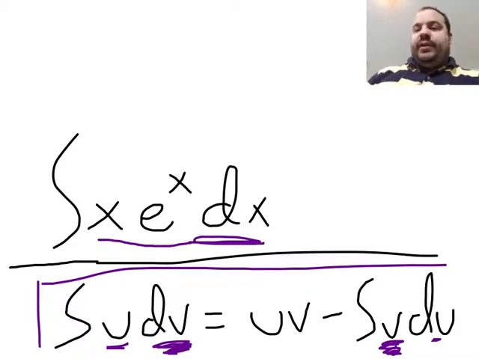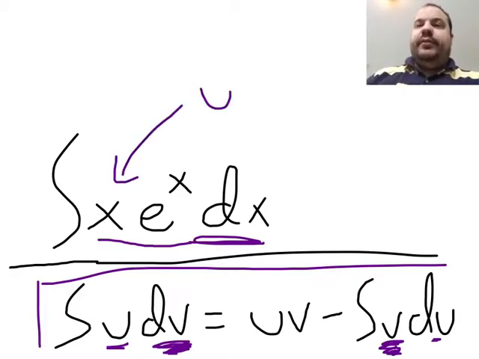Now when you look at this problem, e to the x, whether you differentiate or integrate, you get e to the x. However, x, when you integrate, you get x squared over 2, which is kind of unhelpful. But if you differentiate, it becomes 1, and that's very nice and easy. So I think that's going to be my choice of u. We're going to pick x to be u, most likely.